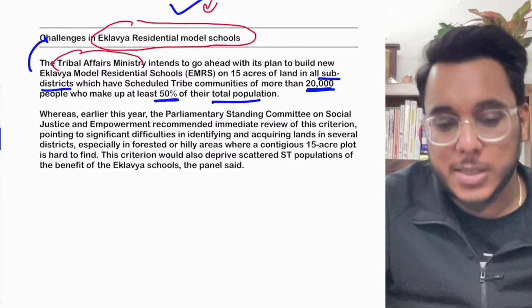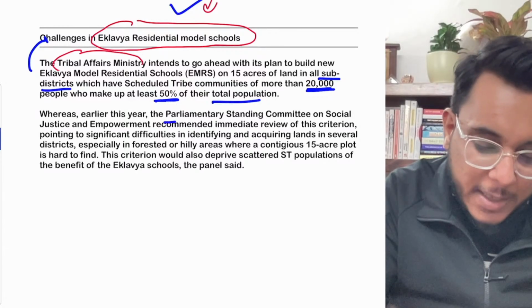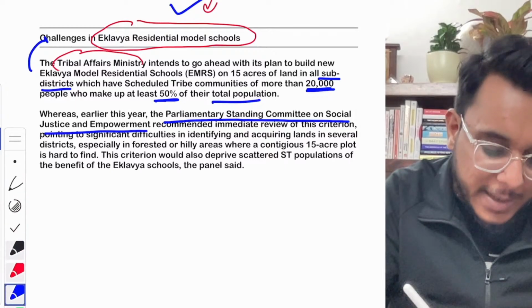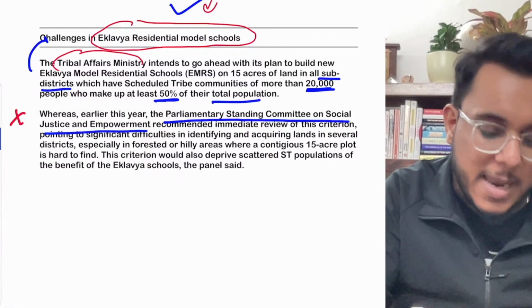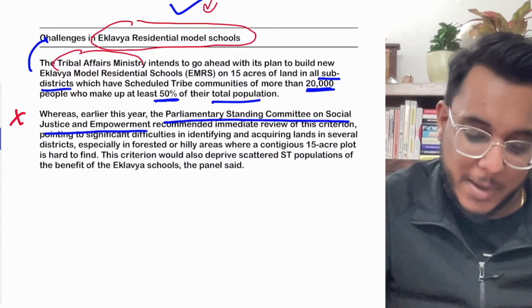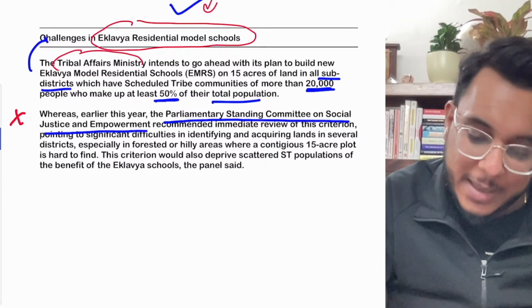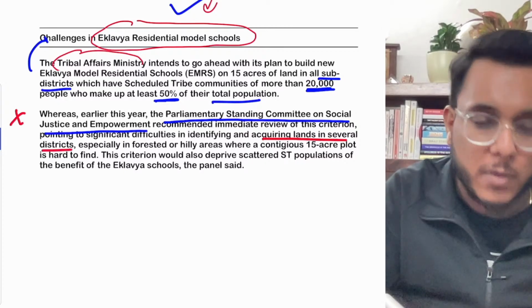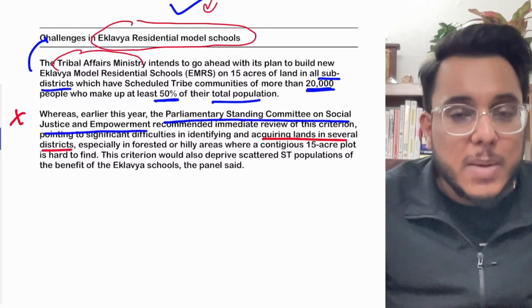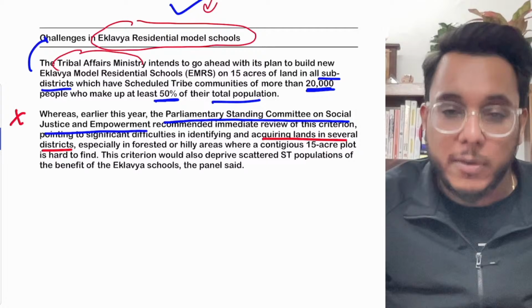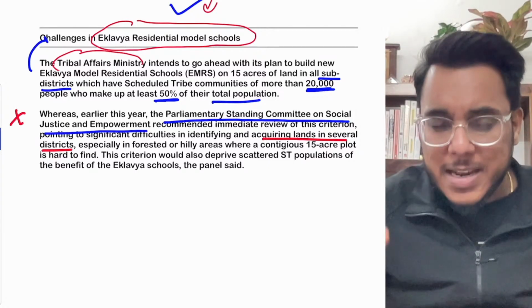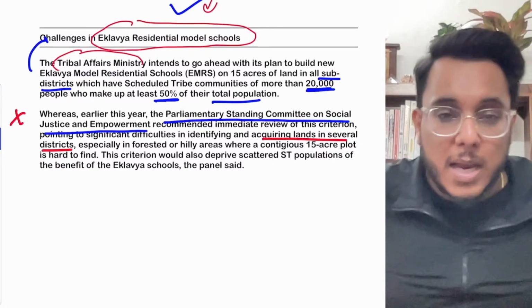Now on this particular scheme, the Parliamentary Standing Committee on Social Justice and Empowerment has recommended that we need to tweak the Eklavya residential model scheme a little bit. Why? They have said there will be a problem of acquiring land in several districts. Tribal people, most of the time, are living in the forest. In forested regions or dense jungles, having a 15-acre piece of land might become a very big challenge.